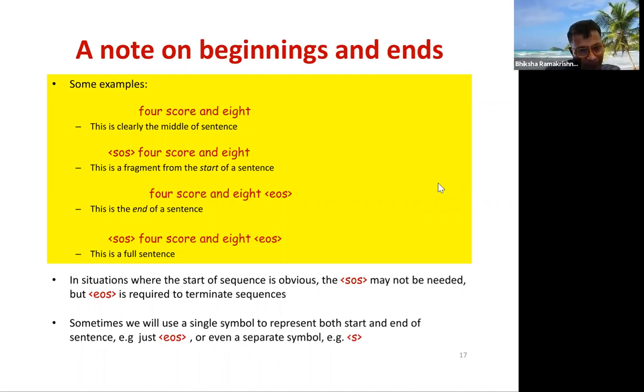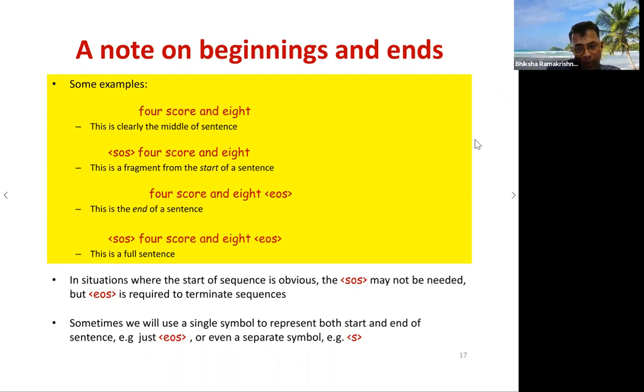Right, let me stop it. So only the first choice is a complete sentence. It has a start of sentence, hello world, end of sentence. The second one is a start of sentence. The third one is just the end of a sentence. The fourth one is the middle of a sentence. A complete sentence will have both the SOS and the EOS markers. The only situation where the SOS marker may not be used is where it's obviously the start of a sentence. That situation doesn't hold in this problem.